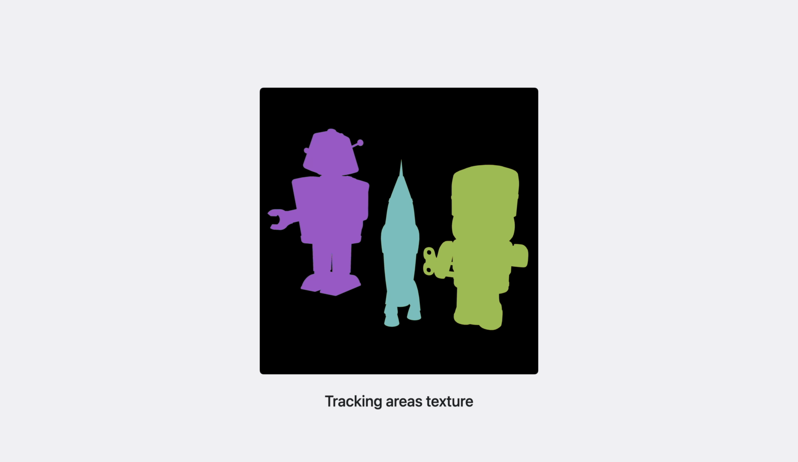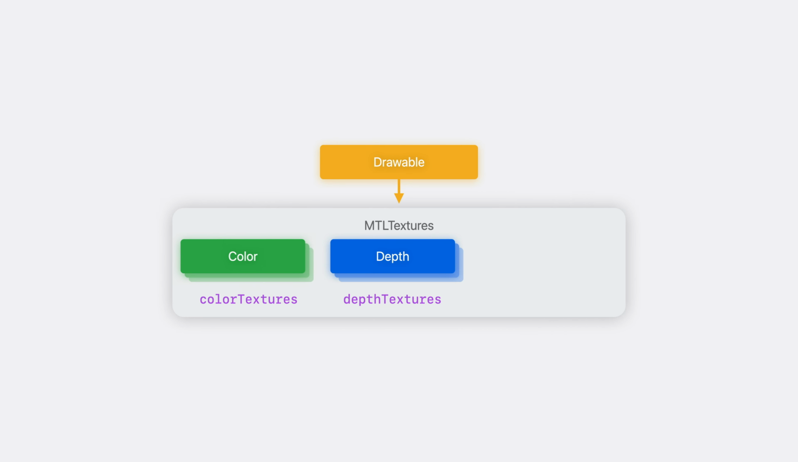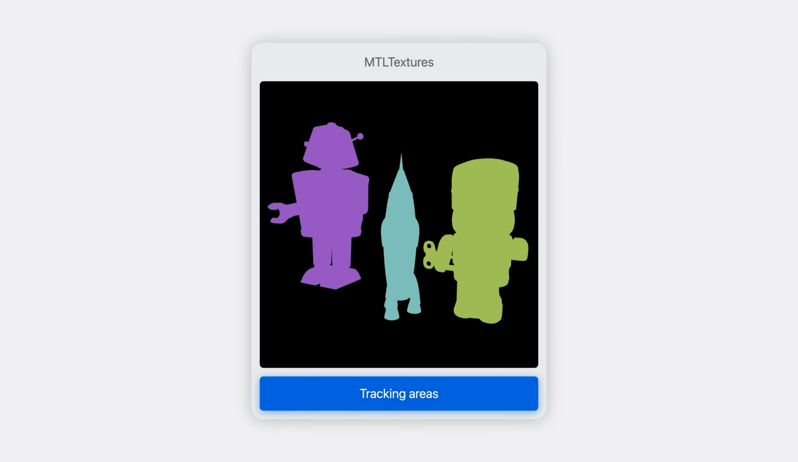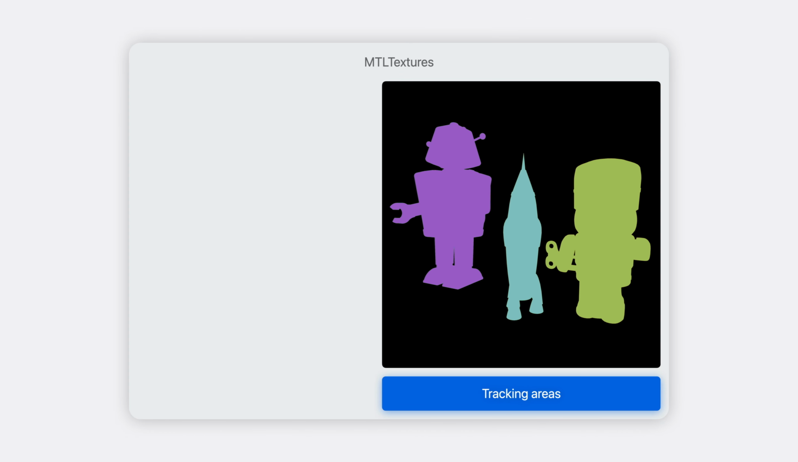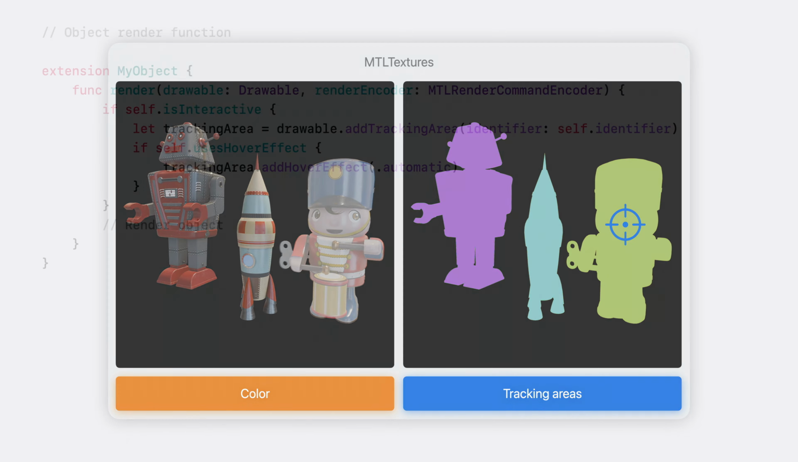This year, there's also a tracking areas texture, which defines the different interactive regions in your scene. A drawable provides you the color and depth textures. Now you can also query the new tracking areas texture. In it, you draw distinct areas corresponding to your interactive objects. With hover effects, when somebody looks at an interactive object in your scene, the system uses the tracking areas texture to find the corresponding region and applies a hover effect on the matching part of your color texture.